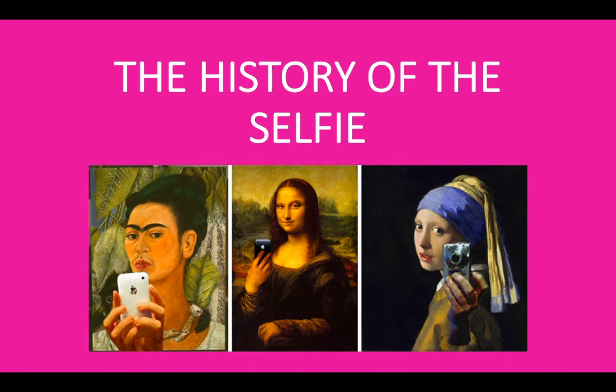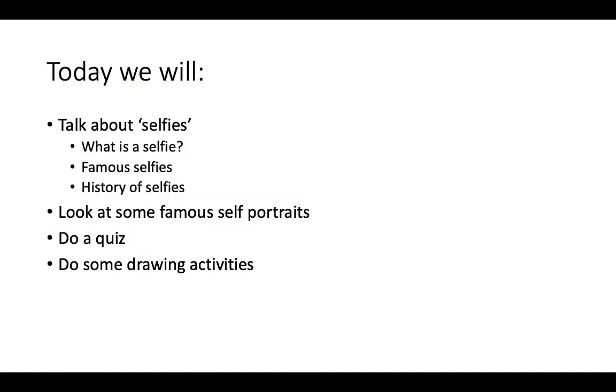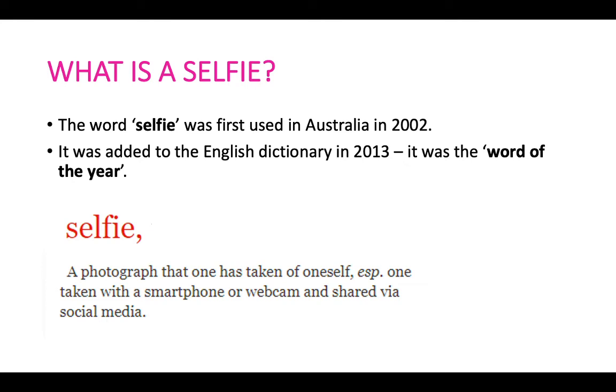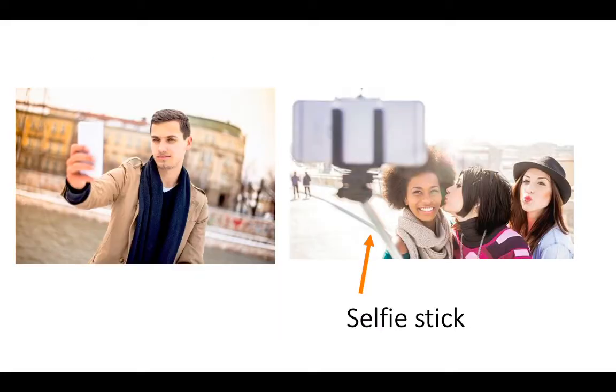So the history of the selfie. I'm assuming everyone knows what a selfie is. Basically, the word selfie was first used in Australia in the year 2002. It was added to the English dictionary in 2013, and it was the word of the year. It's defined as a photograph that one has taken of oneself, especially one taken with a smartphone or webcam and shared via social media. So for example, if I hold my phone and take a picture of myself, it's a selfie. As you can see, the word was never used before the year 2002, so it's a relatively new word in the English language.